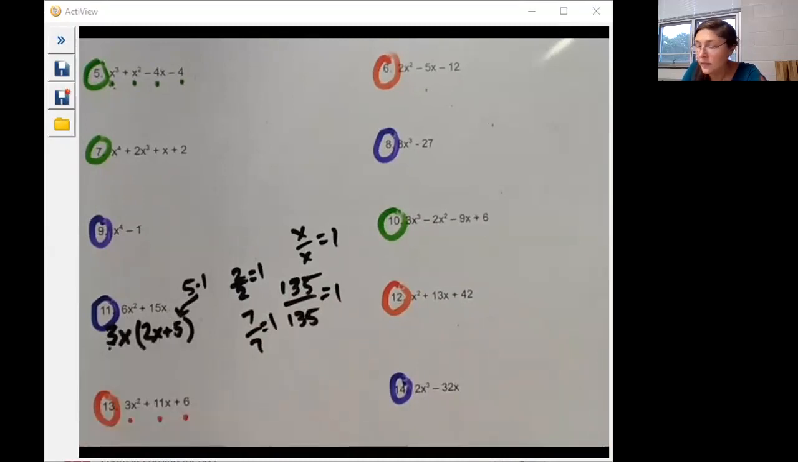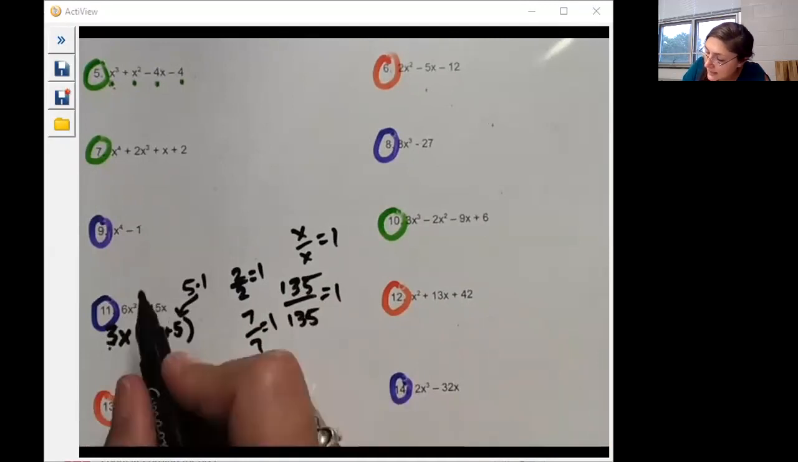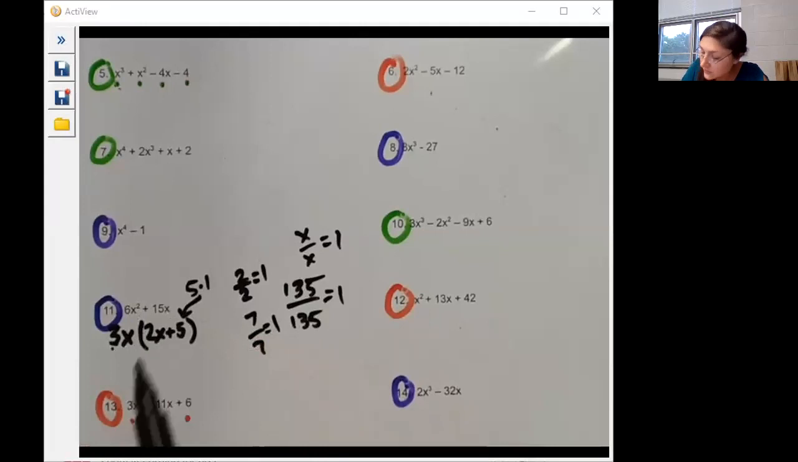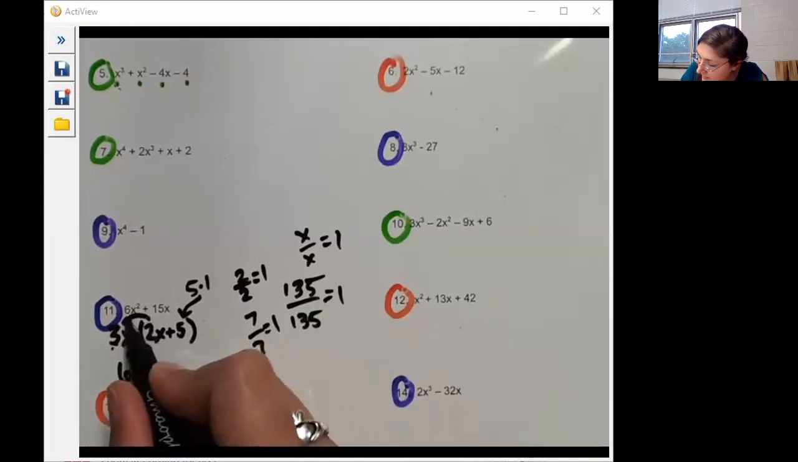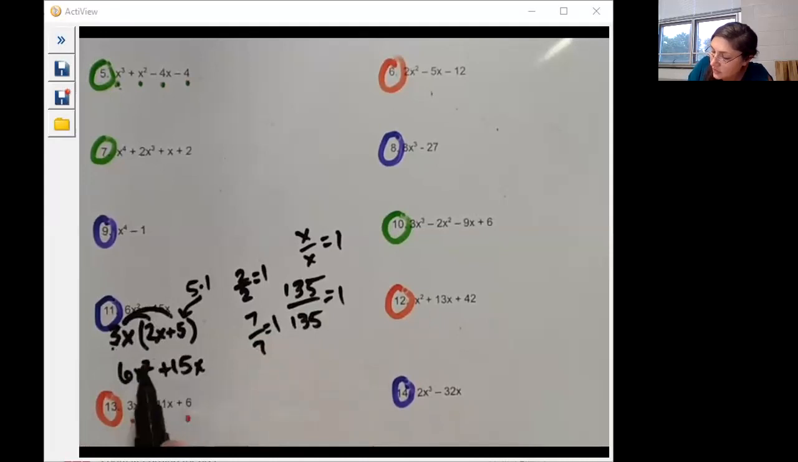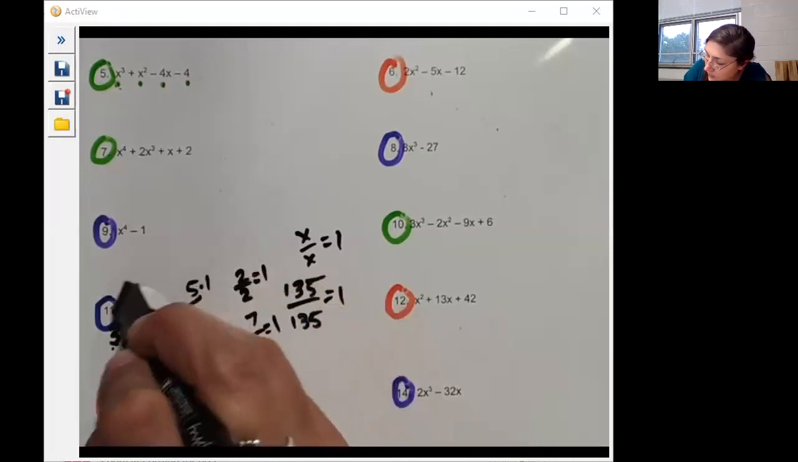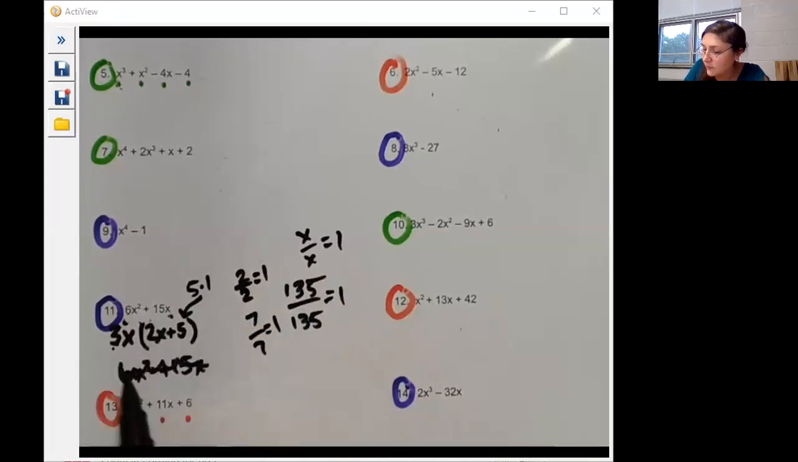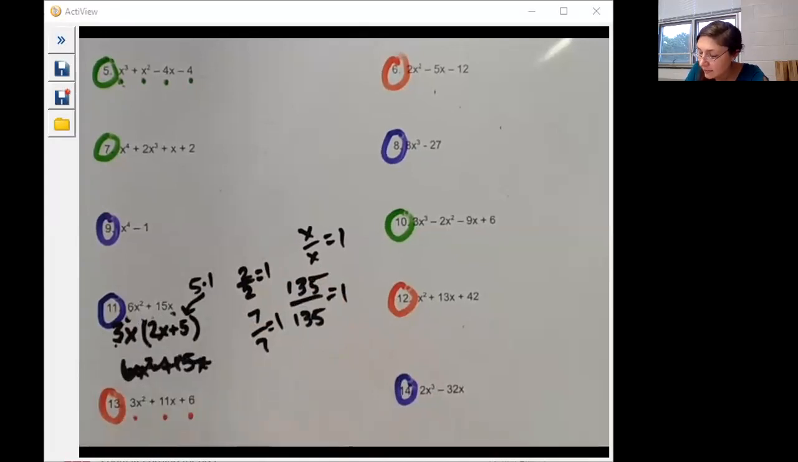As we're factoring, one important thing I want you to remember is that I can always check my work by distributing back. So if I distribute back, I would have 3x times 2x, that's 6x squared. And then 3x times 5 would give me 15x. I should always be able to distribute and get back my original problem. Okay, so I can always check my work with factoring. So this would be our factored form for number 11 with that GCF pulled out.